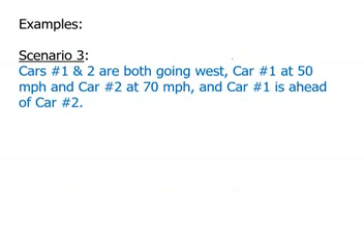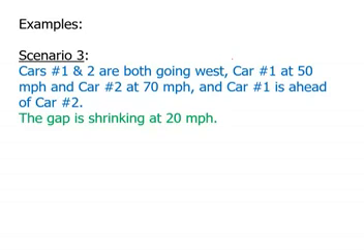Scenario number 3, car 1 and car 2 are both going west. Car 1 at 50 miles an hour, car 2 is 70 miles an hour, and the slower car, car 1, is ahead. So because the slower car is ahead, the faster car is behind, the gap is shrinking, and the speed at which it's shrinking is the difference in the velocity. 70 minus 50 is 20. The gap is shrinking at 20 miles an hour.